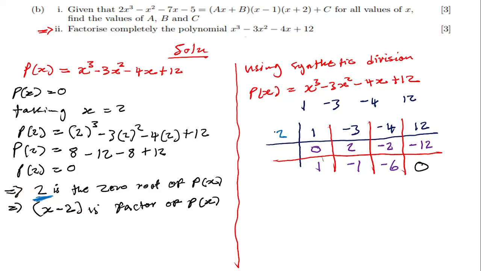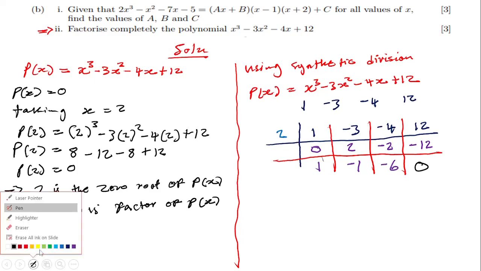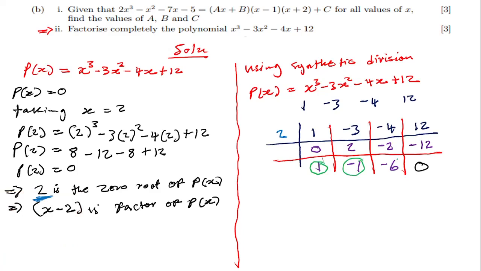So after I do that, you are now going to get the coefficients which you found there. You're going to get this one, that one, and that one. Since the polynomial was x cubed, you're going to have x squared minus x minus 6. And this, you can call Q of x.